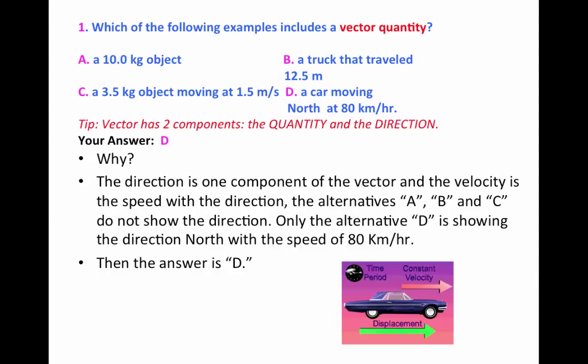The answer is D. Why? The direction is one component of the vector, and the velocity is the speed with the direction. The alternatives A, B, and C do not show the direction. Only the alternative D is showing the direction, north, with the speed of 80 kilometers per hour. Then the answer is D.